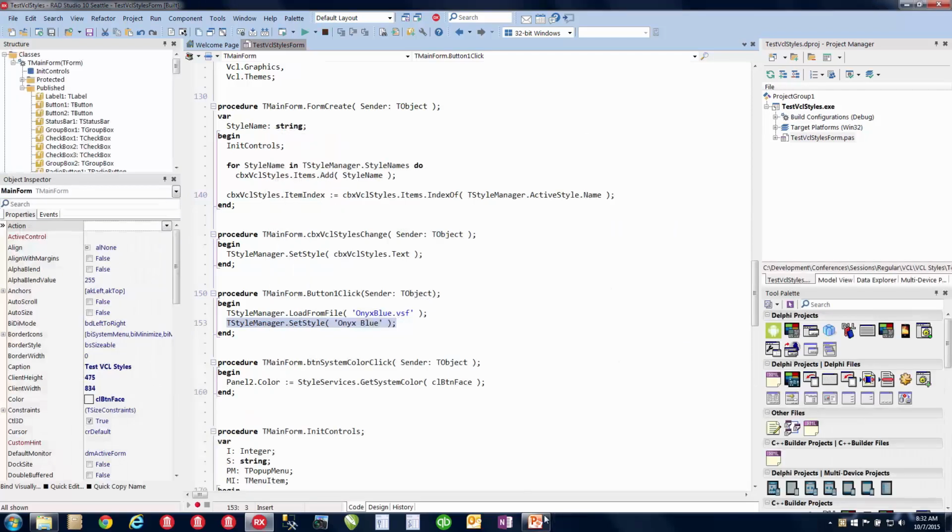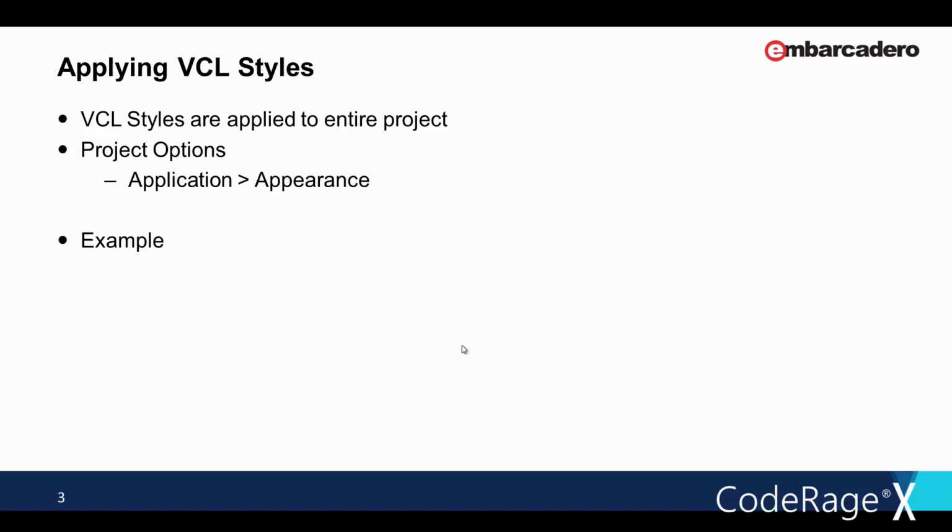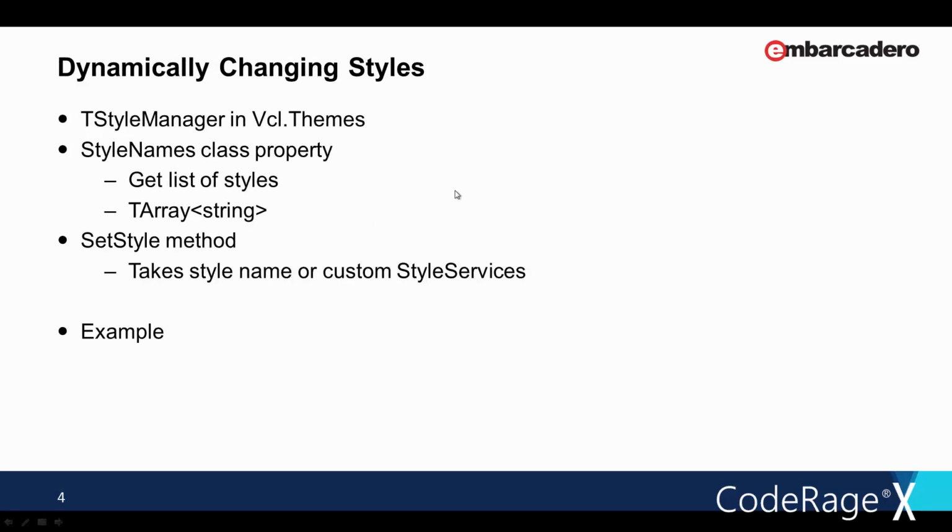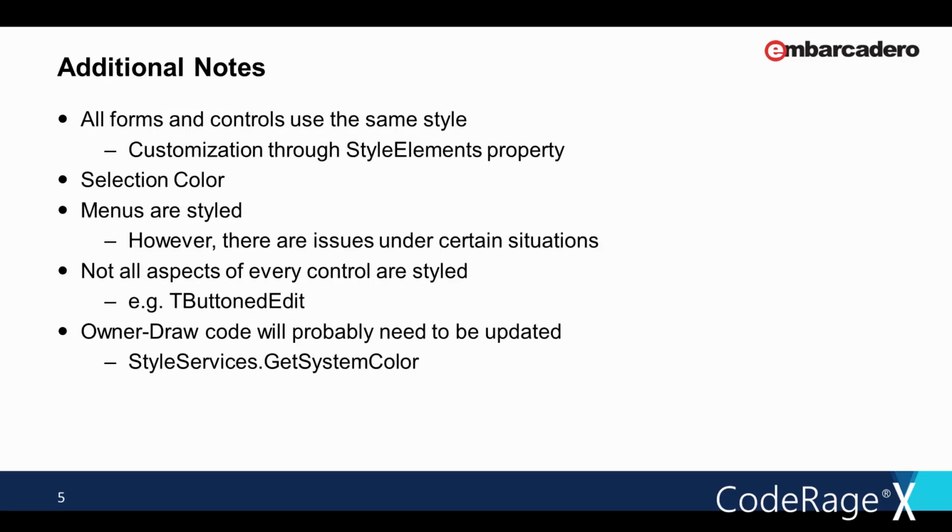Let me go back to the slides and take a look at a couple things, make sure that we didn't miss any things. Again, the Style Manager, VCL themes, we want to be able to get a list of all the style names, which works really well. I've already shown that. Some additional notes to emphasize here. It should be noted that all of the forms and controls will use the same style.